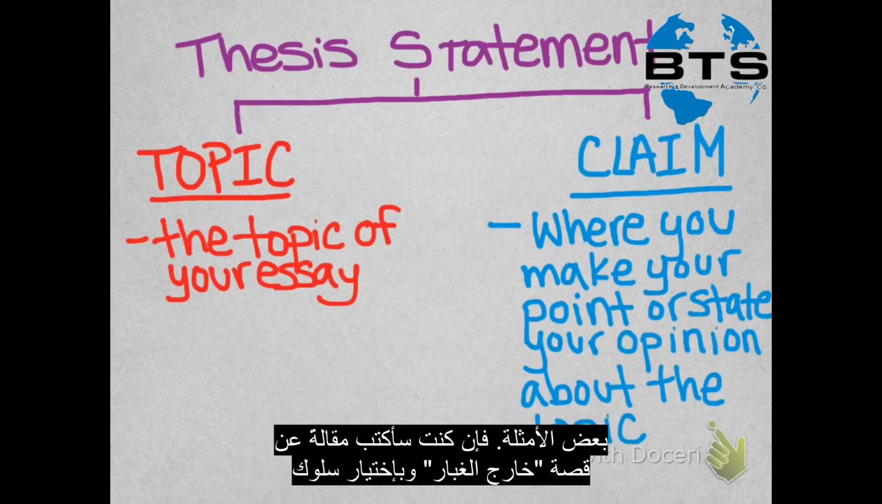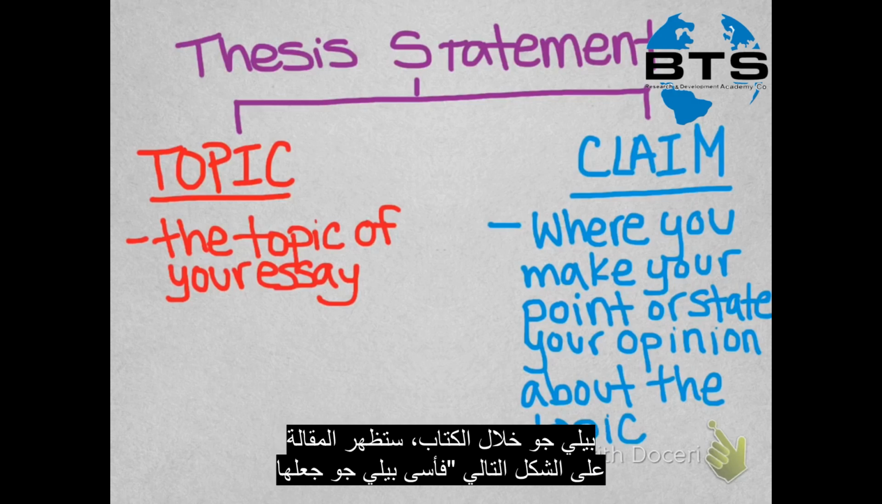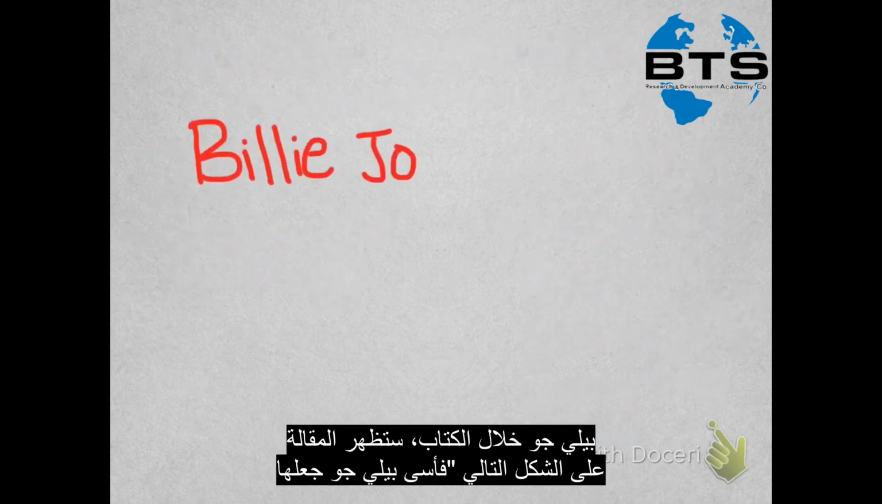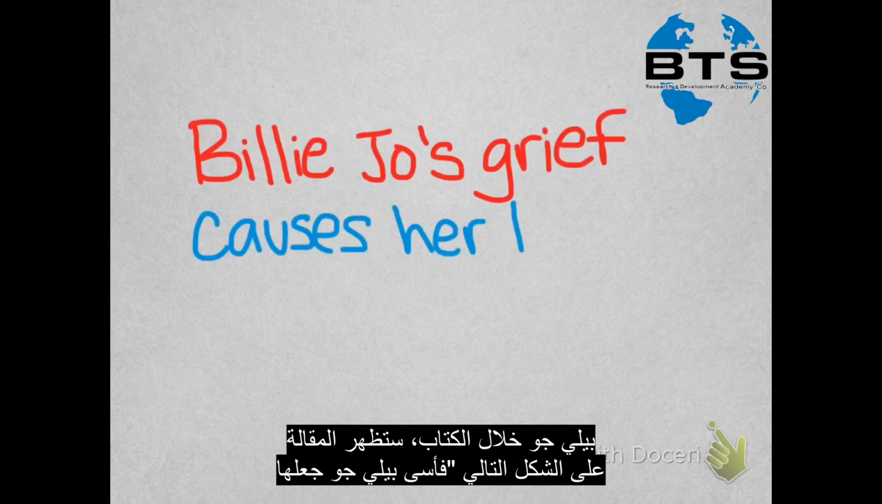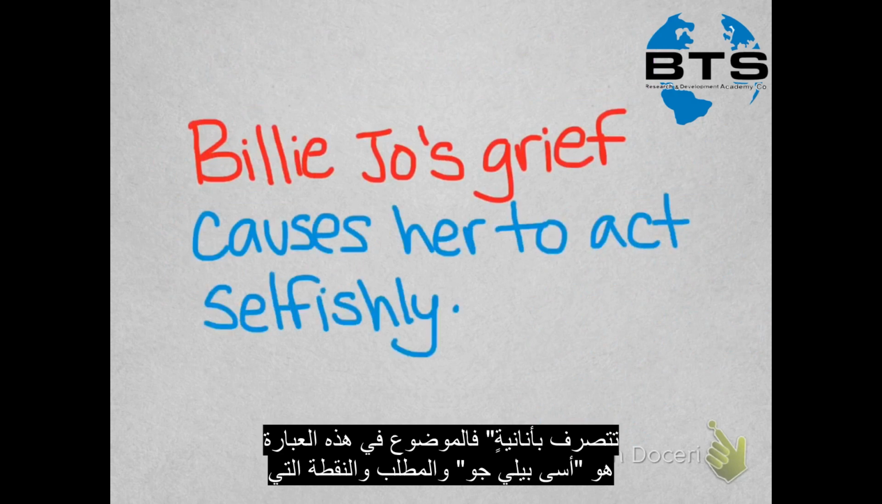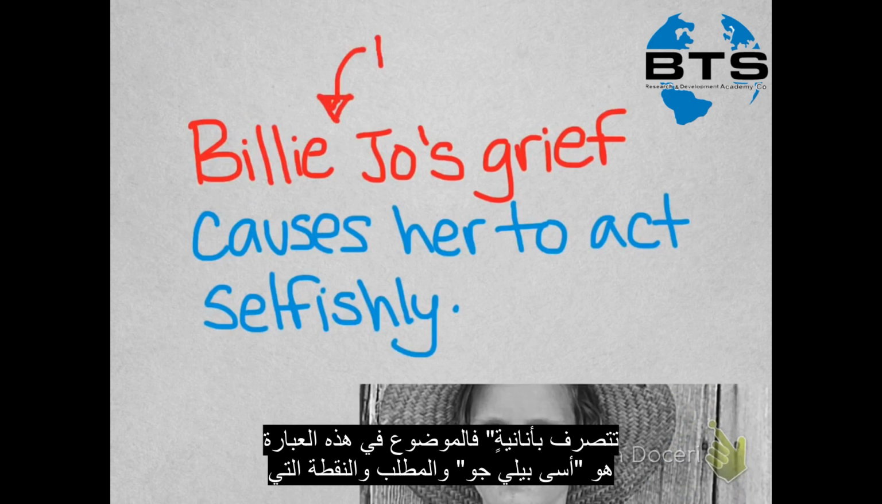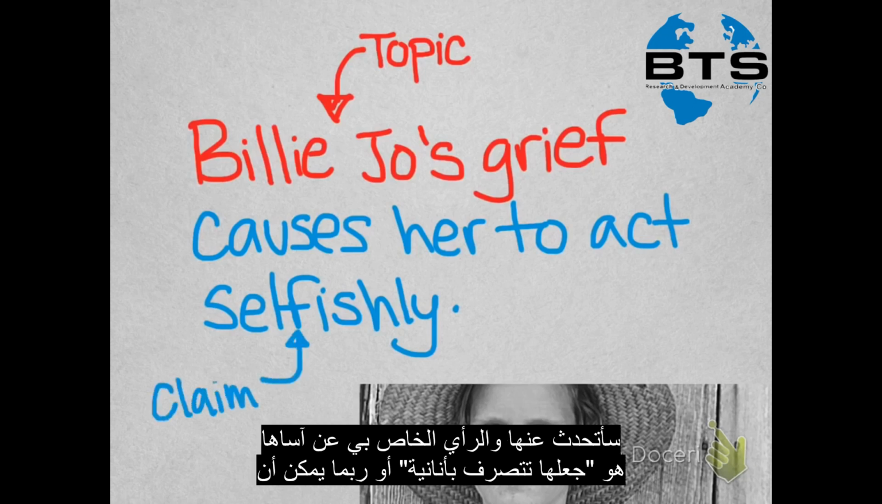Let's look at some examples. If I'm writing an essay about Out of the Dust, and have chosen to write about Billy Joe's actions throughout the book, my thesis statement might be, Billy Joe's grief causes her to act selfishly. The topic of this statement is Billy Joe's grief, and my claim, my point or opinion about her grief, is that it causes her to act selfishly.